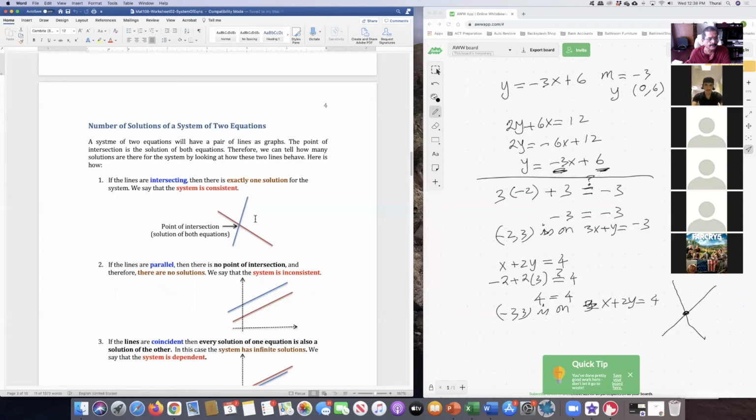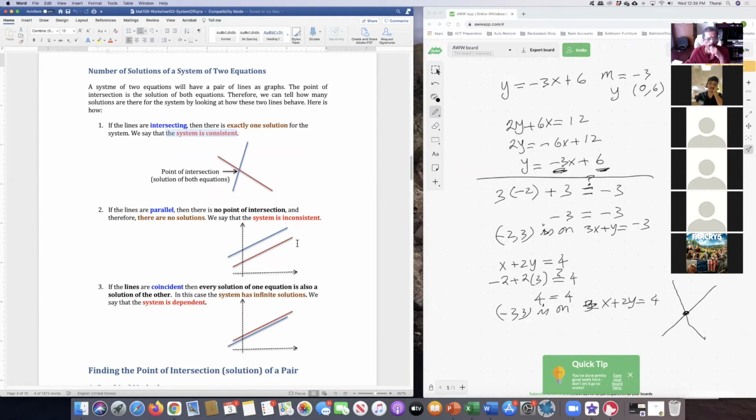So when it comes to the point of intersection, or the solution of a system of two equations, there are three possibilities. If the lines are intersecting, then there is one solution, right? One pair that will satisfy both. In that case, we say that the system is consistent. There is a solution for both equations. There is one pair of numbers that will satisfy both equations, only when the lines are intersecting.